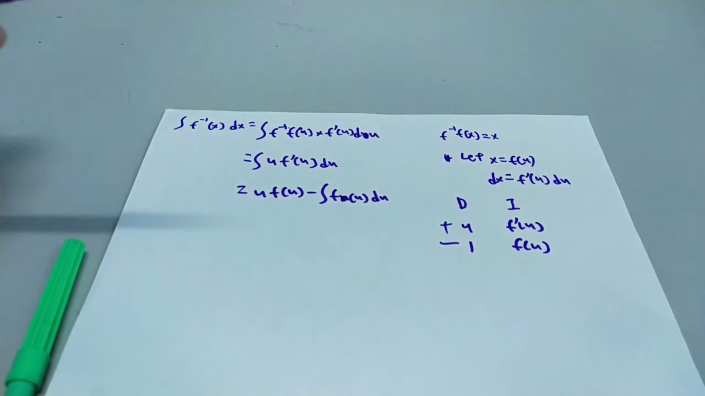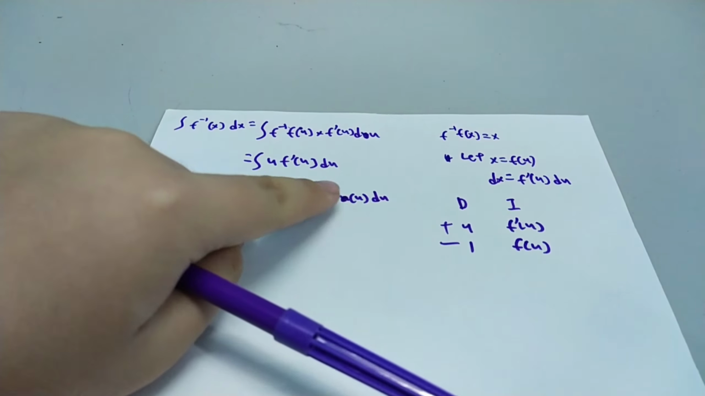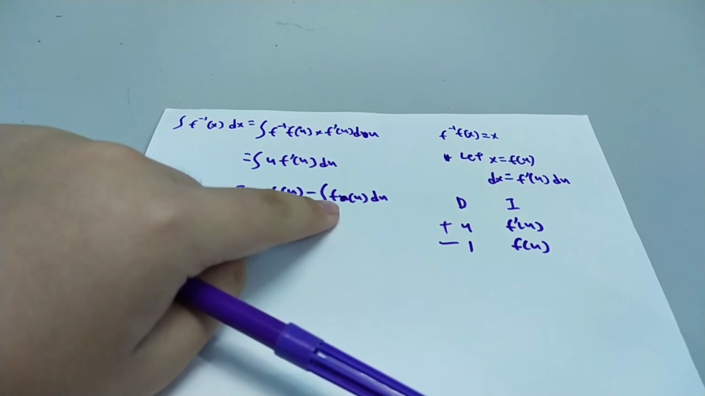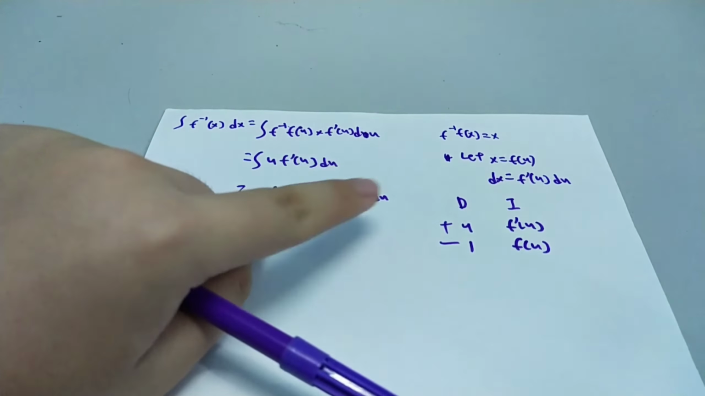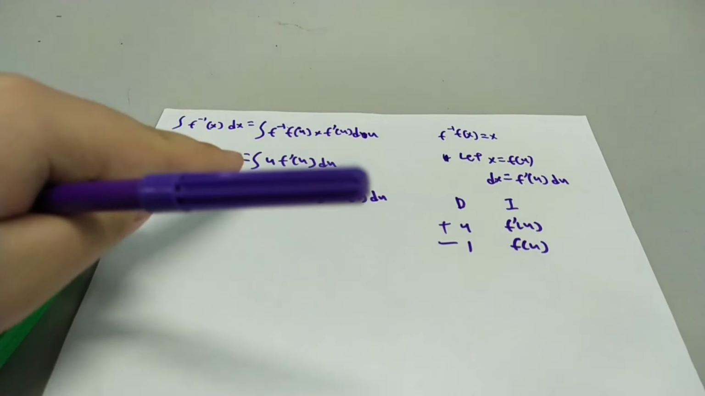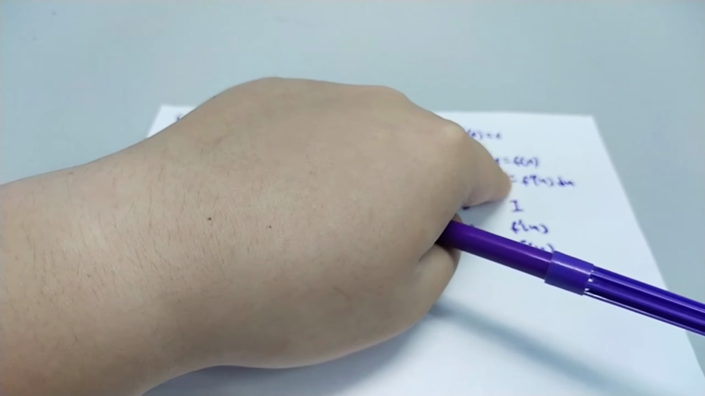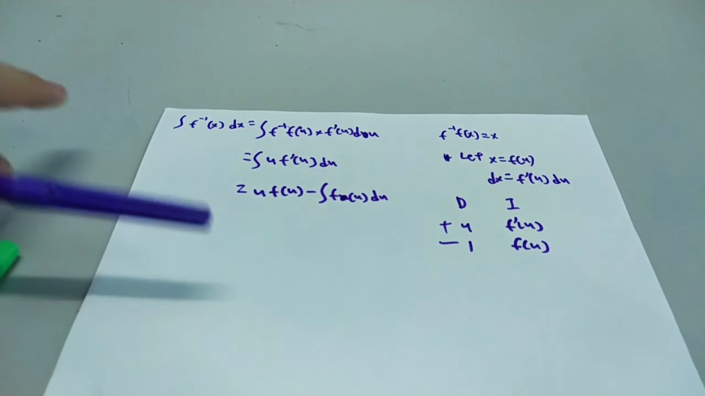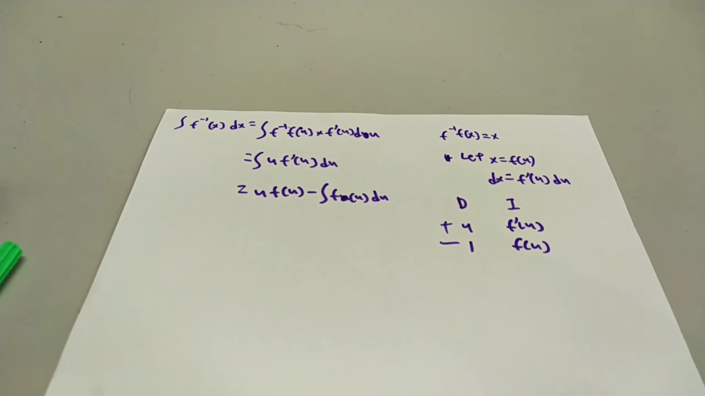And then after that, we are not necessary to solve the integral of f of u du, because this is just a shortcut. So the final step is we are going to undo the substitution. x is equal to f of u.